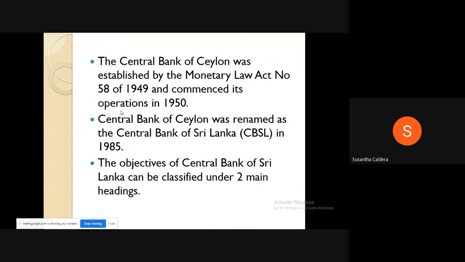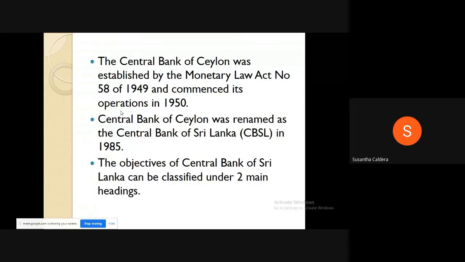If we talk about the history, the Central Bank of Ceylon was established by the Monetary Law Act number 58 of 1949, and it commenced operations in 1950. Then in 1985, it was renamed as the Central Bank of Sri Lanka. Earlier it was Ceylon, when we were known as Ceylon, right? So in 1985, the name was changed.